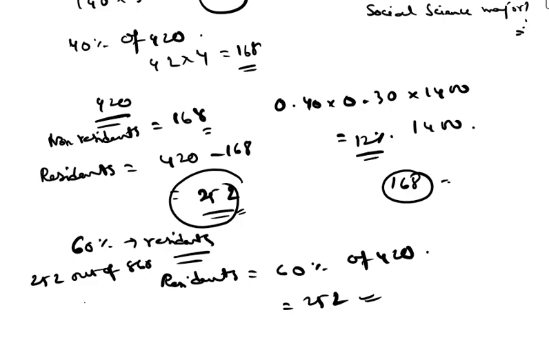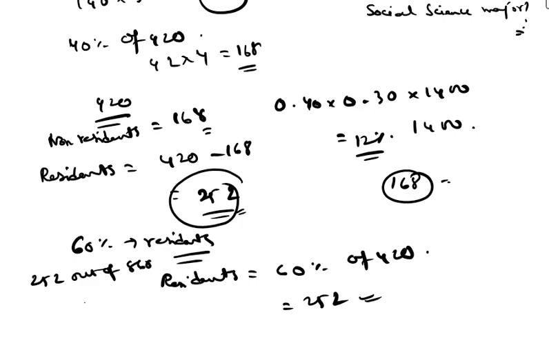Now let's summarize the full logical flow cleanly. So you should think in a structured way. First, total enrollment is 1400. Second, social science majors is 30% of 1400, that is 420. Non-resident social science majors is 40% of 420, that is 168. And resident social science majors is 420 minus 168, that is 252. So the final answer is 252.